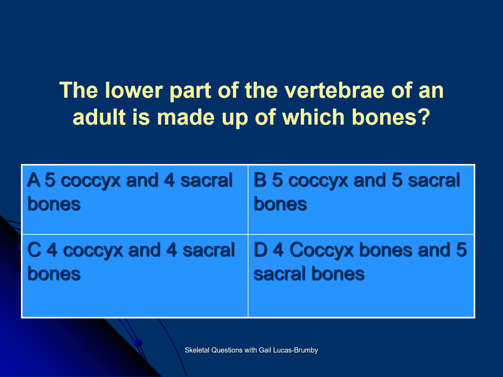The lower part of the vertebrae of an adult is made up of which bones? A, 5 coccyx and 4 sacral bones. B, 5 coccyx and 5 sacral bones. C, 4 coccyx and 4 sacral bones. Or D, 4 coccyx bones and 5 sacral bones. And the answer is D, 4 coccyx bones and 5 sacral bones.